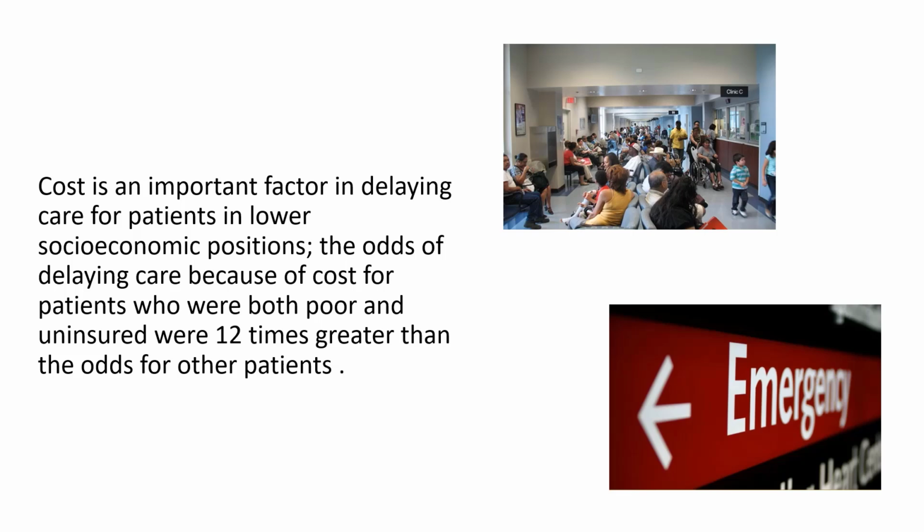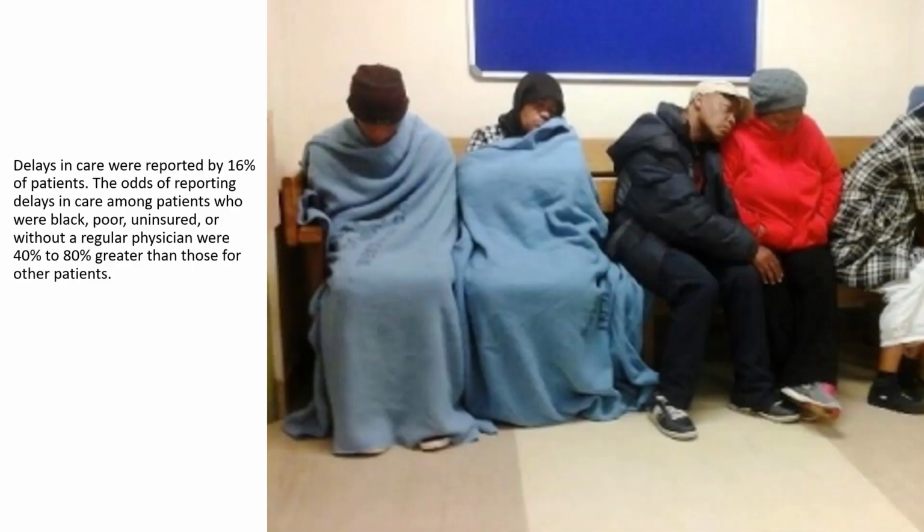Cost is an important factor in delaying care for patients in lower socioeconomic positions. The odds of delaying care because of cost for patients who were both poor and uninsured were 12 times greater than the odds for patients that had finances and insurance to offer the hospital. Emergency departments provide care based upon need and not arrival time.